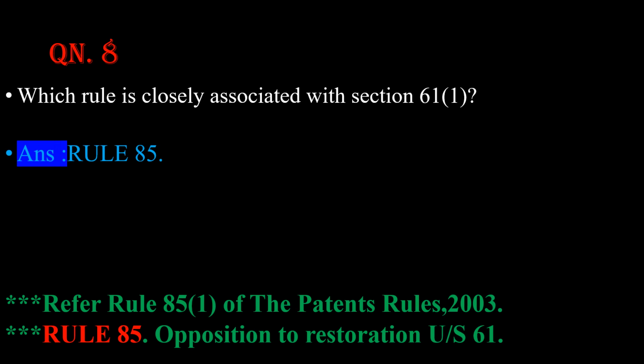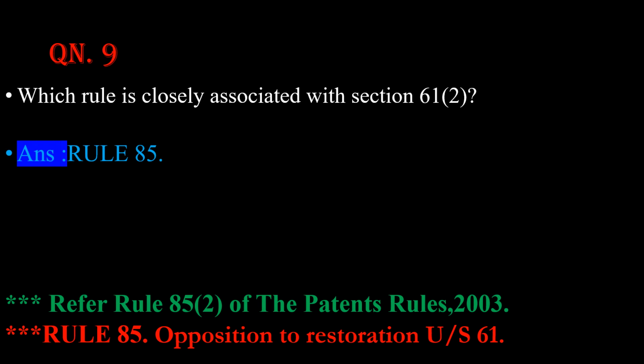Question number 8. Which rule is closely associated with section 61, subsection 1? The answer is rule number 85. So please refer rule 85, sub-rule 1 of the Patents Rules 2003. What is the title for rule 85? This is opposition to restoration under section 61.